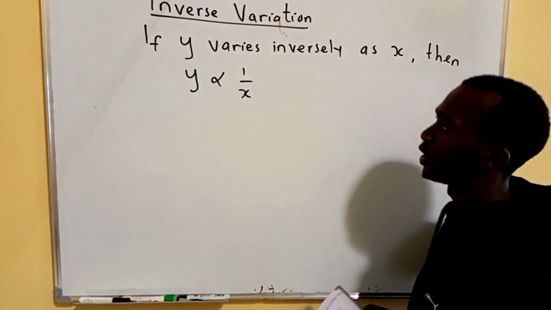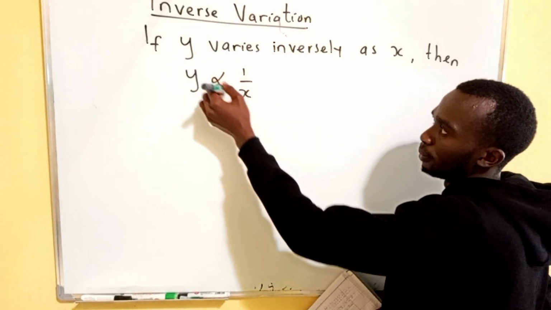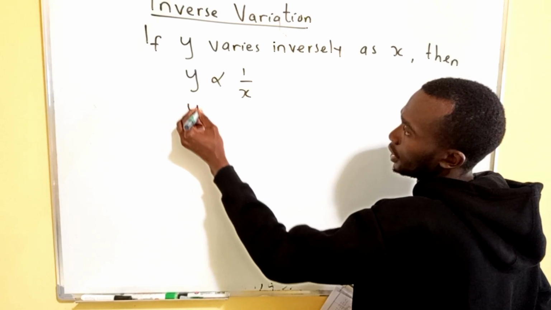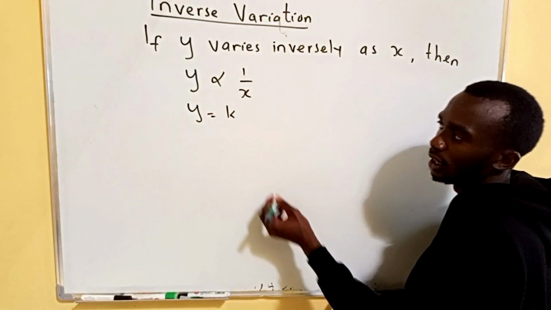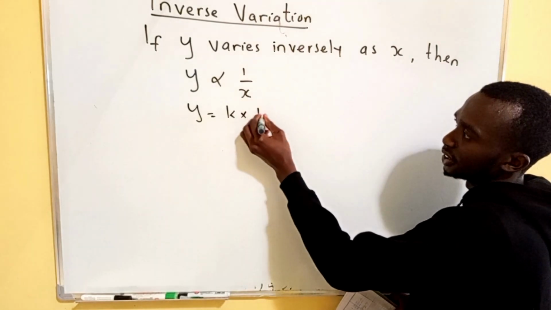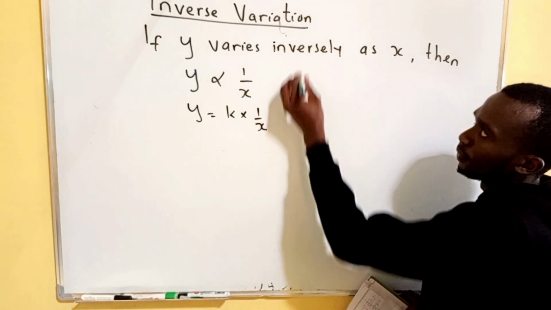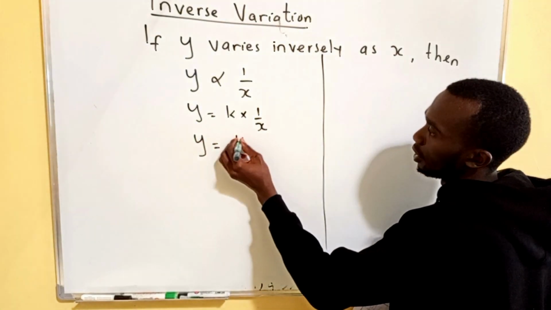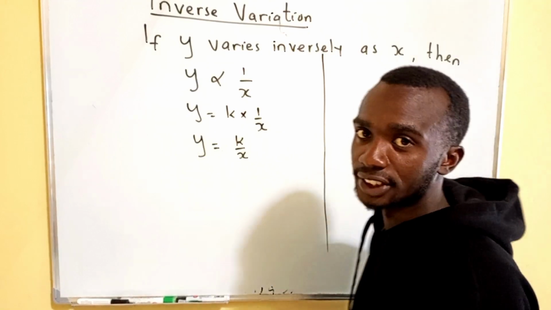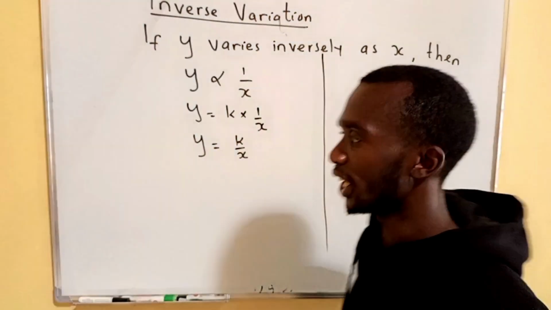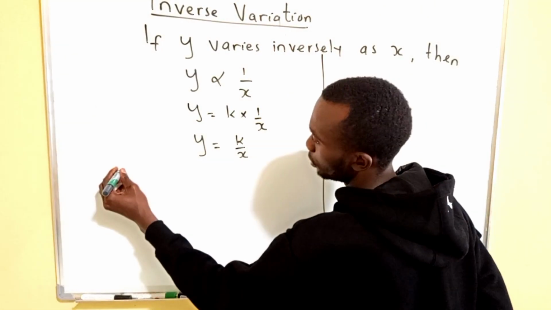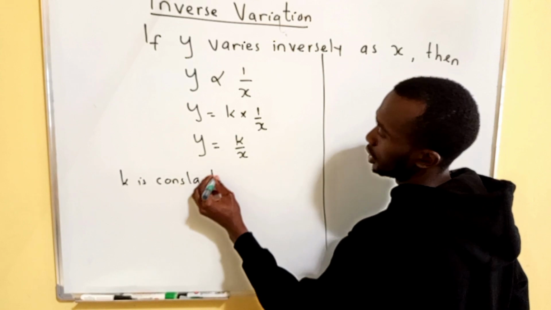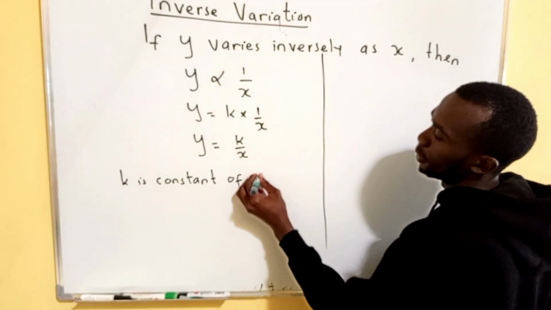So if we remove the proportionality sign and we introduce an equal sign, so y is equivalent to k, then multiply by the variation 1 over x. So the equation becomes y is equal to k over x. Now that is the relationship in the inverse variation, where k is known as the constant of proportionality.